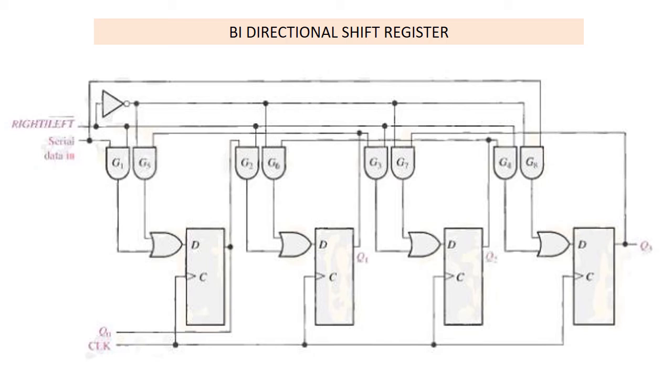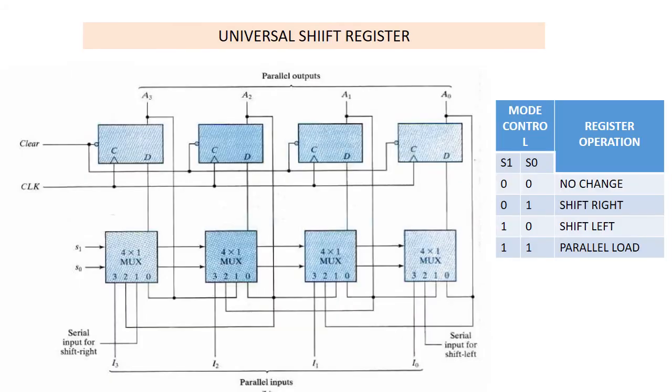A low on the right or left bar control input enables the AND gates G5, G6, G7 and G8 and disables the AND gates G1, G2, G3 and G4. And the Q output of each flip-flop is then passed to the D input of the preceding flip-flop. When a clock pulse occurs, the data bits are then effectively shifted one place to the left. Hence, the circuit works as a bidirectional shift register.